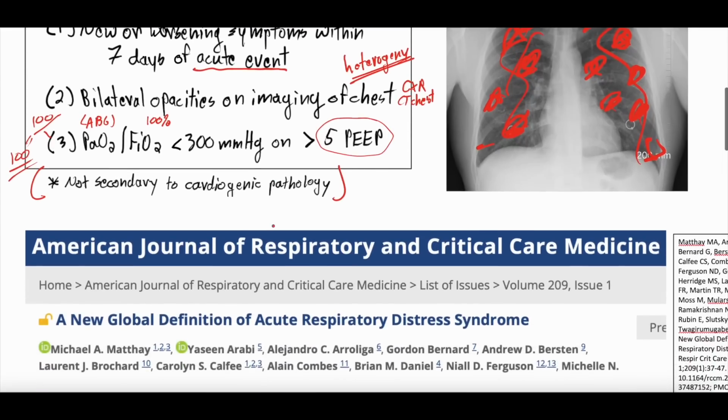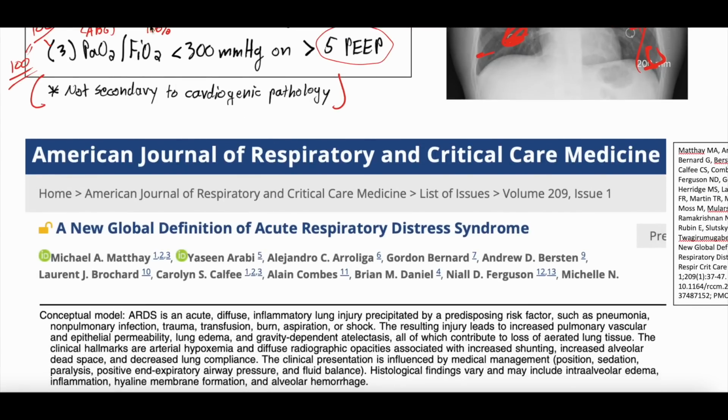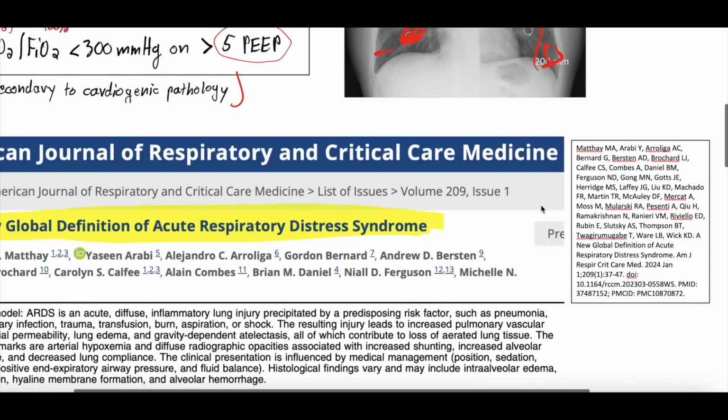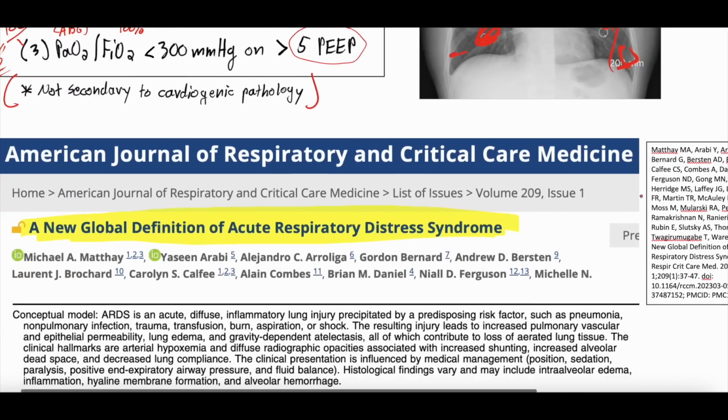In 2024, lots of experts all came together and came up with what they're calling the new Global Definition of Acute ARDS, because they felt like the Berlin criteria were getting a little outdated. They're from 2012. They wanted to all come together and rediscuss these things. We'll link this article in the video description. This is the citation. The tables and figures we're using are from their article, so we certainly want to give credit where credit is due. Again, it'll be linked in this video's description.